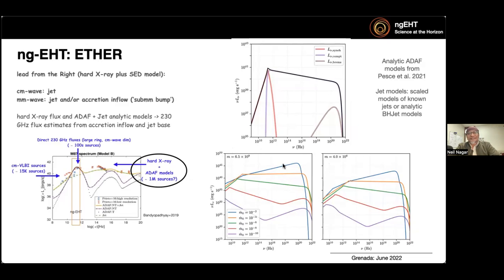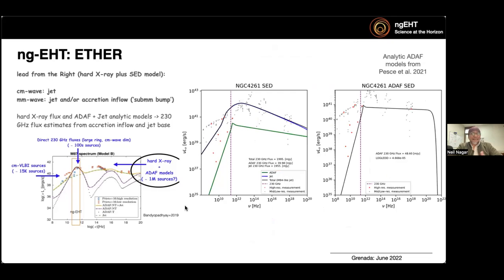So in some sense, what you're saying is if you believe that the X-ray flux comes from the accretion flow, you put an X-ray flux value here and read off the 230 gigahertz flux. Of course, this is very simplistic, but we're trying it out. And it does seem to work. Here are just some examples.